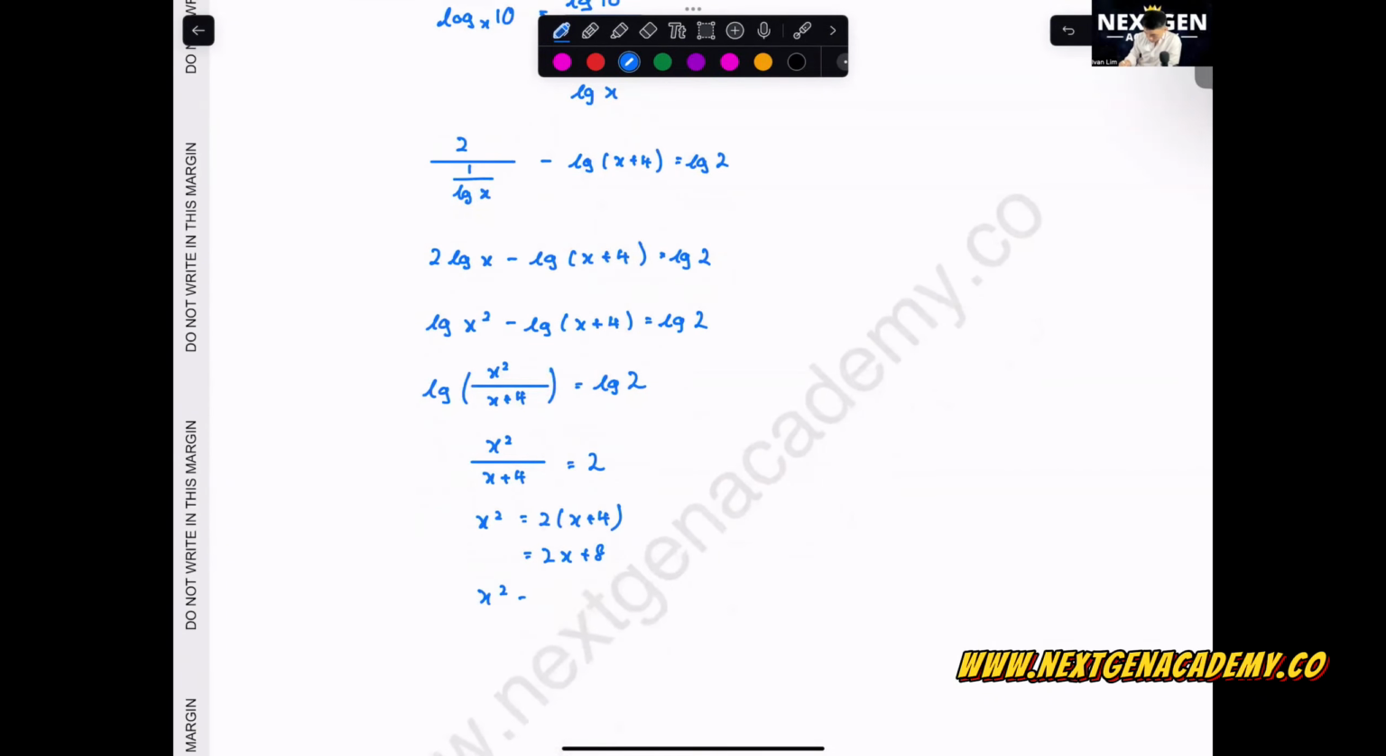Shift everything to one side. And then we factorize it. X minus 4, x plus 2 equals to 0. X is equal to 4. X is equals to negative 2. Okay, are both of these answers acceptable? All right, okay, because you look back to the question, they say the domain of x is more than 0. So we need to write here reject. Okay, number 4, if you can do, this type 4.